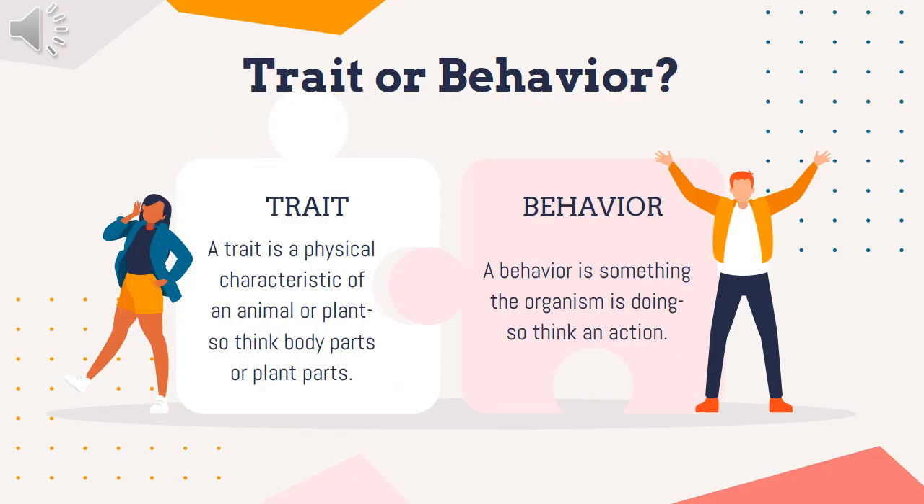We're going to start out by remembering the difference between a trait and a behavior. This was covered more extensively in my first presentation about different animal adaptations, but you also have to have that understanding to be able to tell the difference between inherited and learned traits and behaviors. A trait is a physical characteristic of an animal or a plant, so you're going to have to think about body parts or plant parts. If we're discussing a behavior, then it's an action, something that the organism is doing. So you have to think about what is being done.